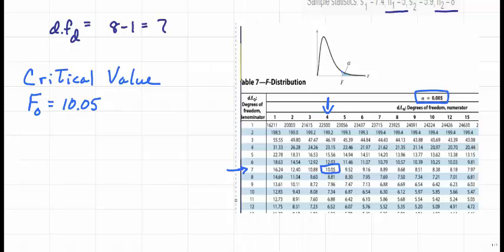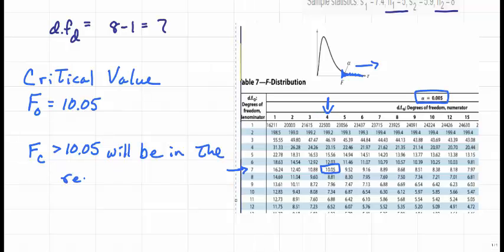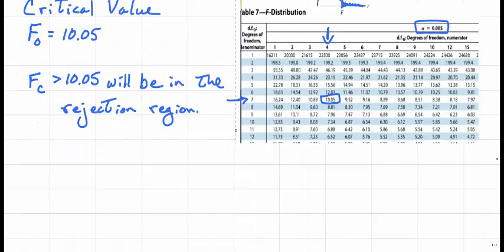So if we're considering our diagram over here, remember this is a two-tailed test, but we are not going to worry about what's down here at the left because our rejection region will be up here, so we can simply say that F sub C, our test statistic, greater than 10.05 will be in the rejection region. So let's go ahead and calculate F sub C.